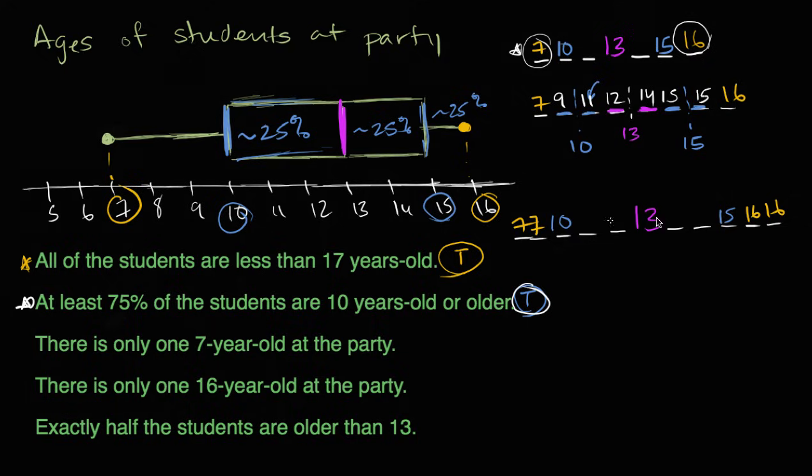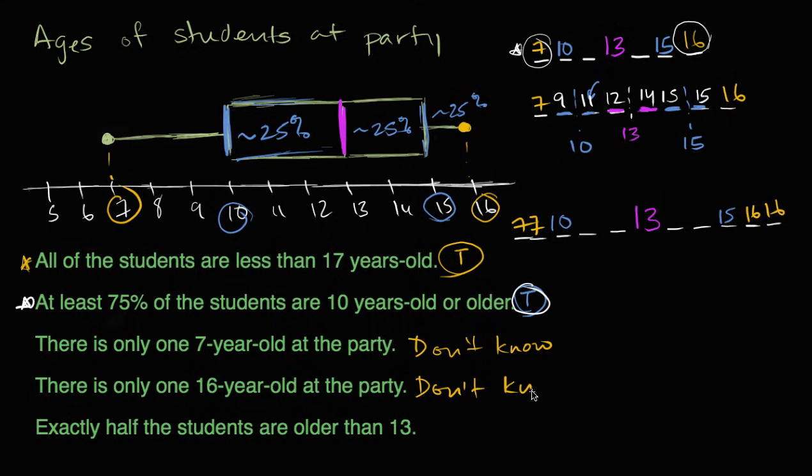But just like that, I've constructed a data set, and this could be 10, 11, 12, 13. This could be 10, 11, 12, 13. This could be 13, 14, 15. This one also could be 13, 14, 15. But the basic idea here is I can have a data set where I have multiple 7s and multiple 16s, or I could have a data set where I only have one 7 or only one 16. So both of these statements, we just plain don't know.